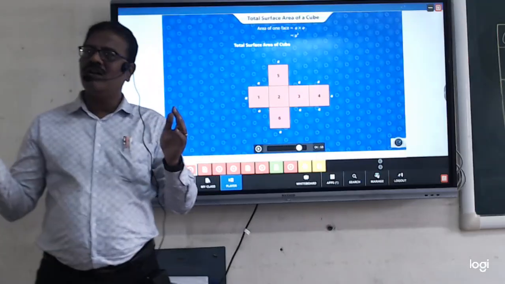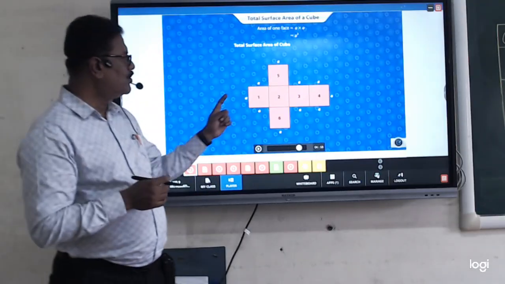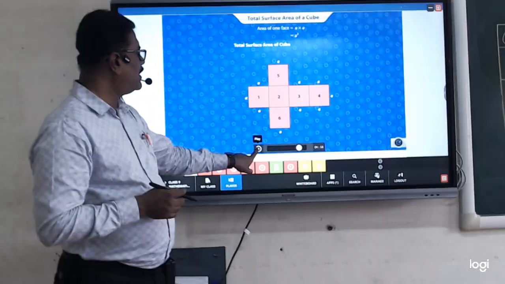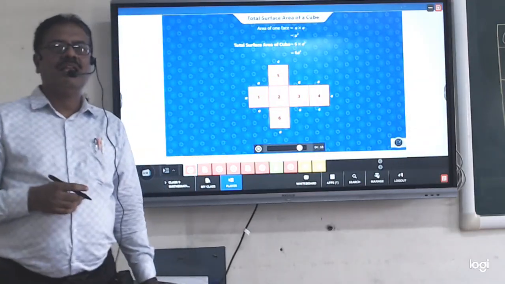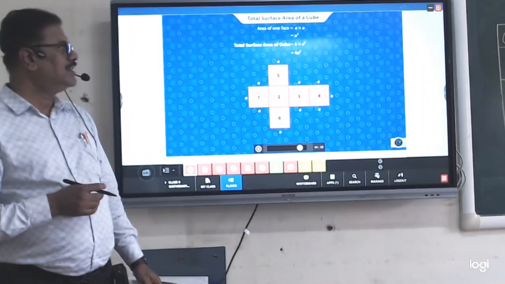Then how to find the total surface area? I should add all the areas of the 6 faces. So how much will it become now? 6 times a square, as all the 6 faces are identical. You will get 6a square.